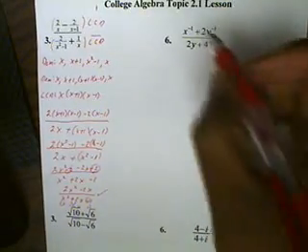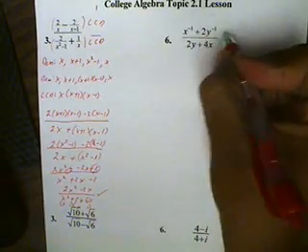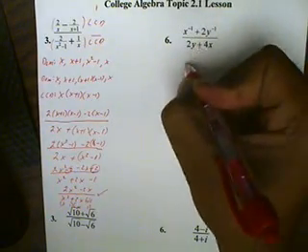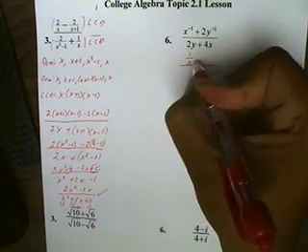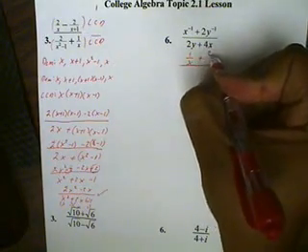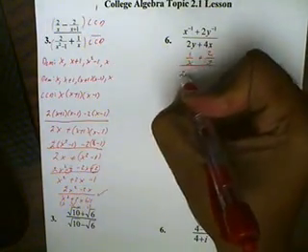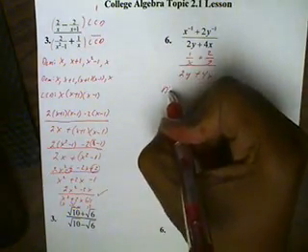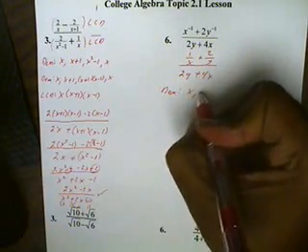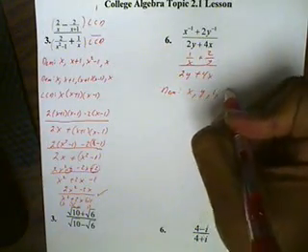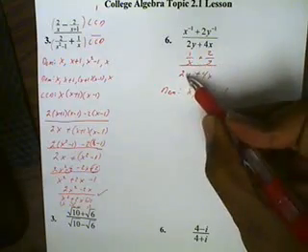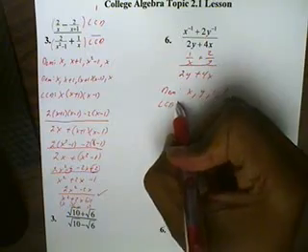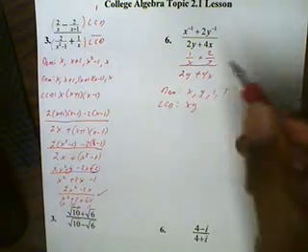Number 6. The negatives in the exponents mean that we can take the reciprocal of the base. So this becomes 1 over x, and this becomes 2 over y. This remains 2y plus 4x. Now my denominators will be x, y, 1, and 1. So this means my least common denominator will be xy.